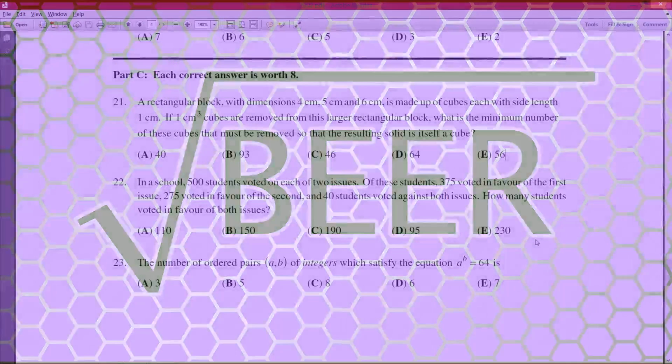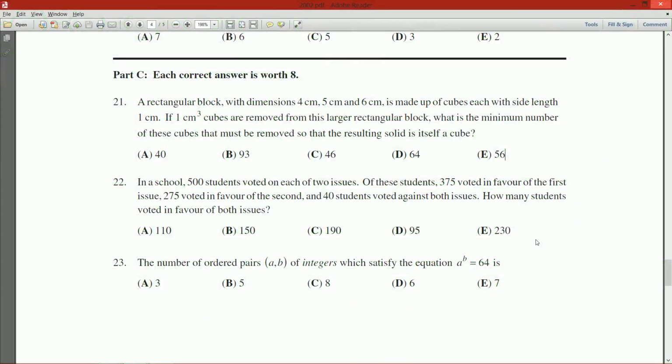We're still looking at the 2002 Pascal paper. And so we're going to be taking a look at question number 22. That's where we're at.